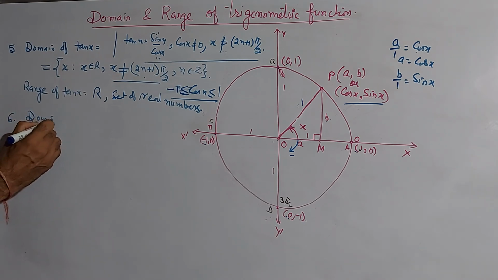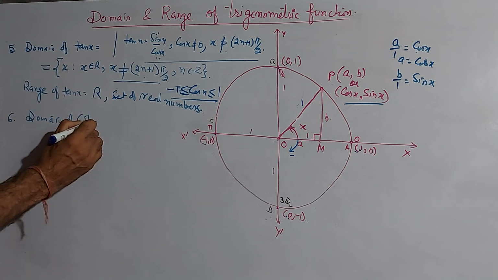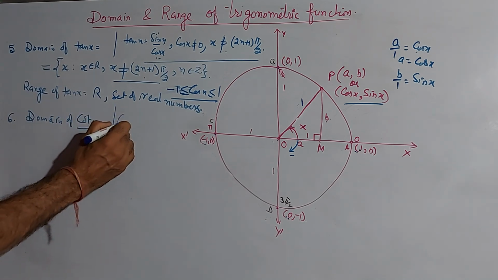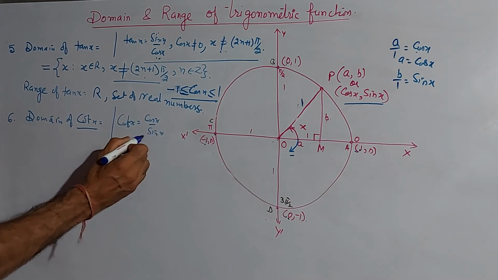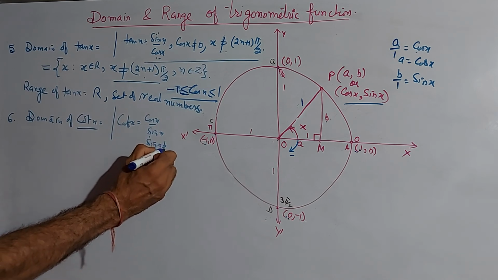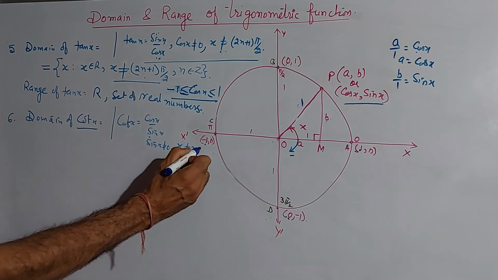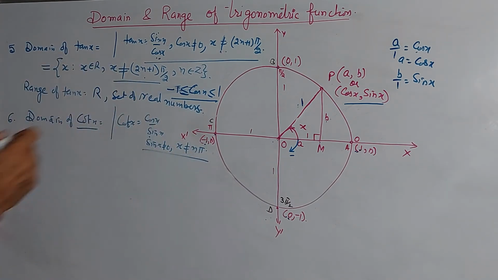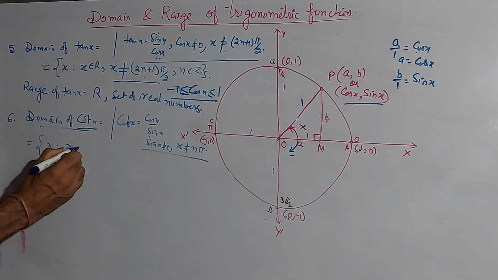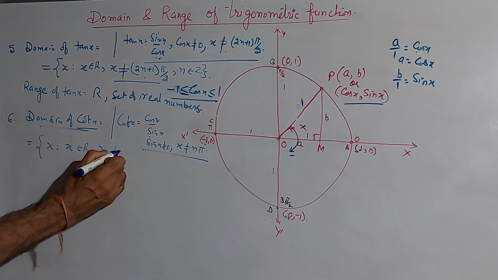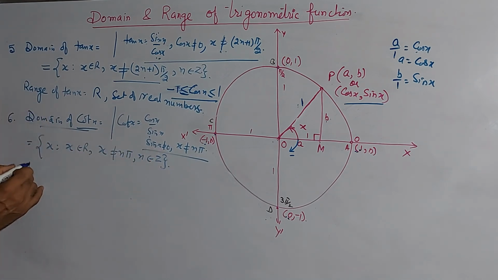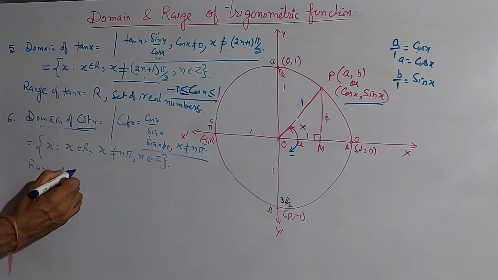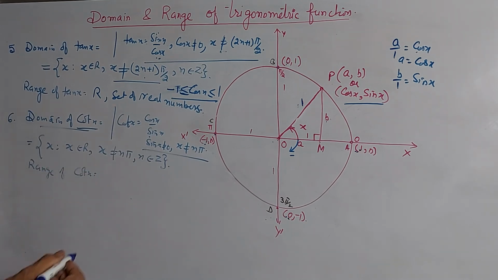And in the case of the domain of cot x, we see what cot x is. Cot x is cos x upon sine x, and sine x should not be equal to 0 here. So x should not be equal to an integral multiple of pi. Therefore, the domain of this function is the set of x such that x belongs to the real numbers, but x should not be equal to n pi, where n belongs to Z.